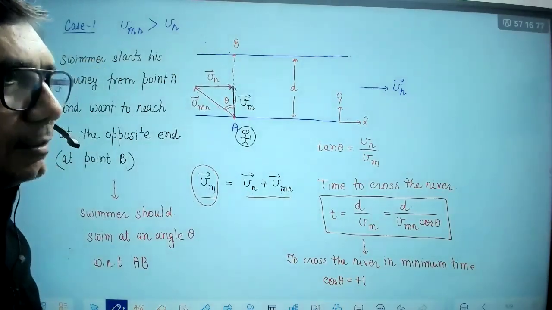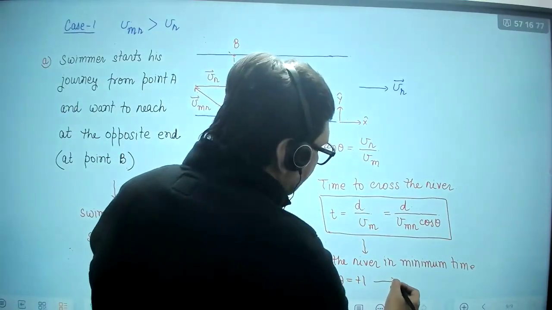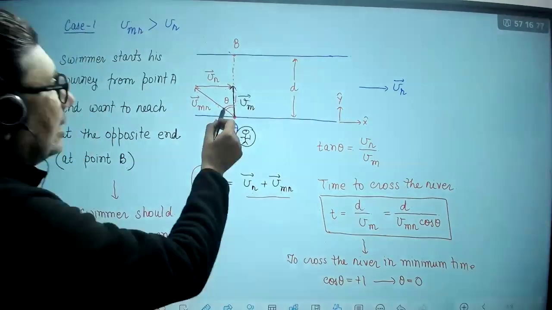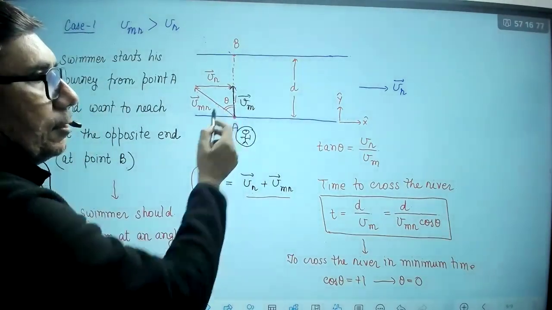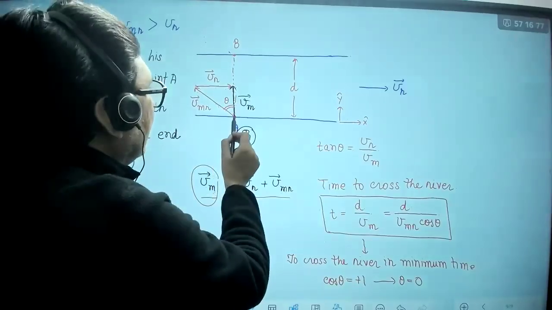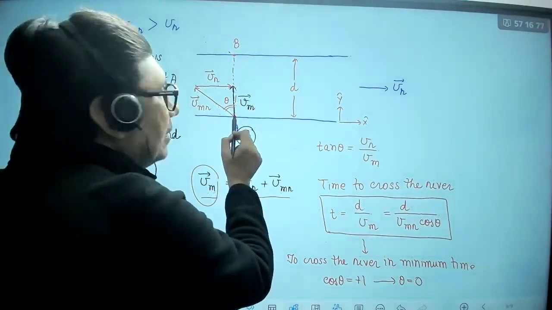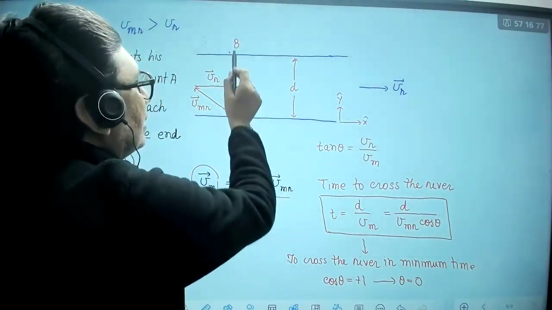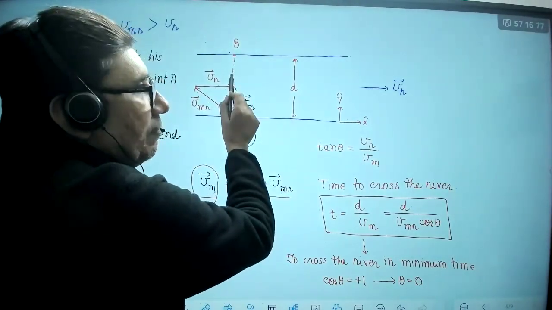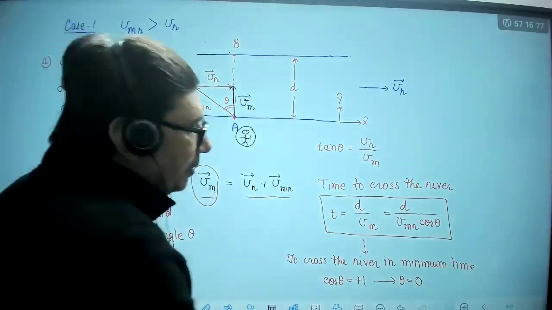Cos theta should have maximum value, so it should be +1. Cos theta is +1 means theta is 0. So this angle should be 0. So this swimmer can cross this river in minimum time if he is moving with respect to water in this direction. If this swimmer starts his journey in this direction with a VMR, only then he can cross this river in the minimum time.